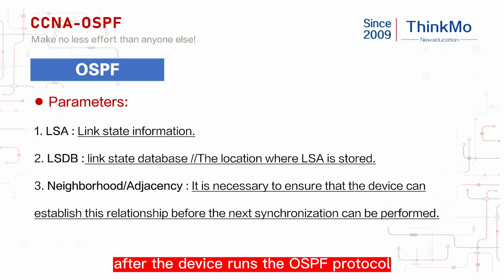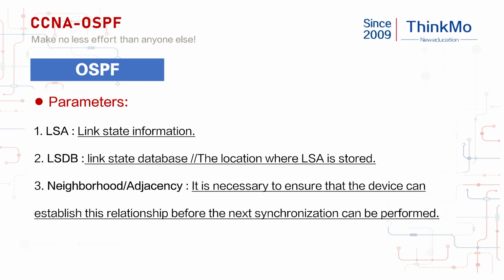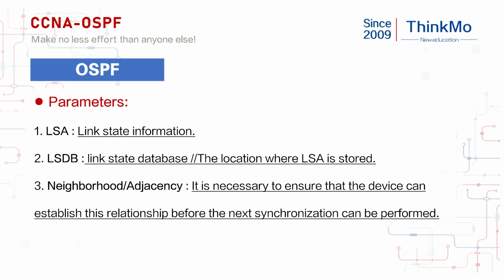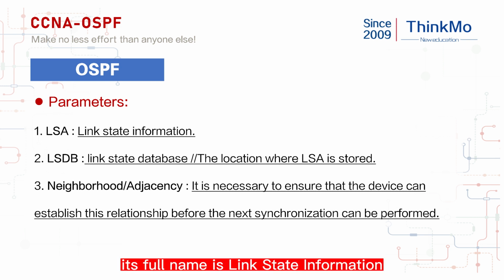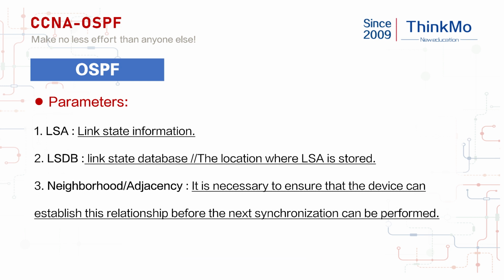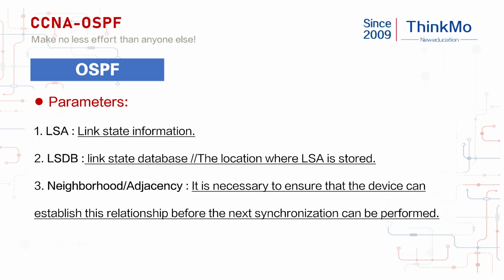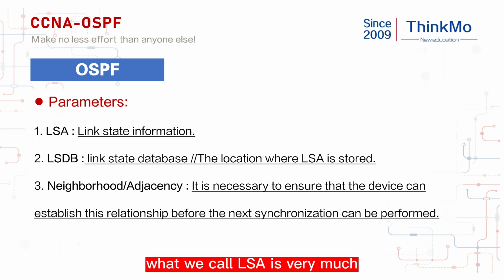After the device runs the OSPF protocol, it will produce some parameters. Of course, these parameters are not exhaustive. Let me say a few key ones at this stage. The first one is LSA. Its full name is Link State Advertisement. It's what we call detail. Learning OSPF is learning LSA. For OSPF, we will generate 6 LSAs in total. Actually, there are very many types of LSA.